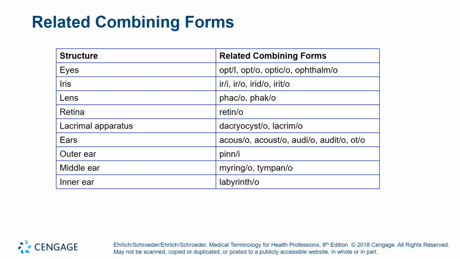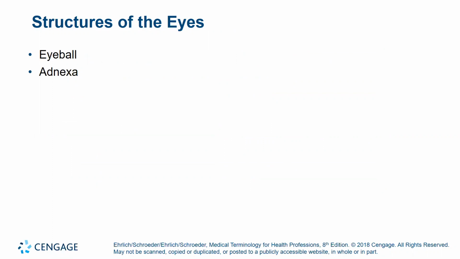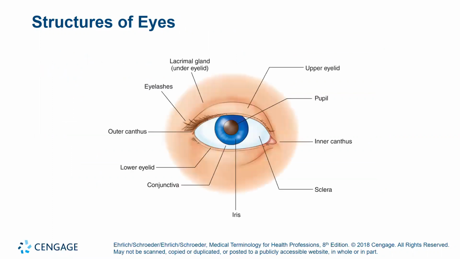So these are your new combining forms for the chapter. So the function of the eyes, these are receptor organs of sight. They receive images and transmit them to the brain. Structures, we have eyeball and annexa. You can see here the structures. This figure here is the structures of the eyes.